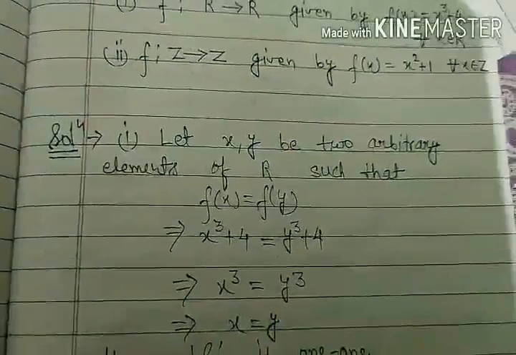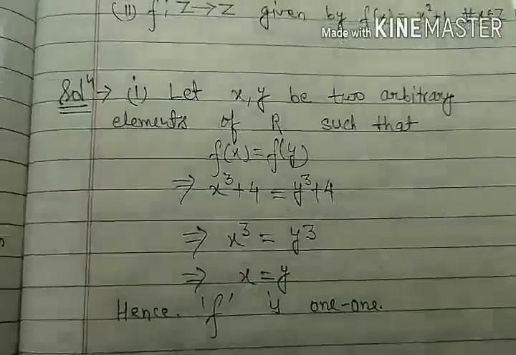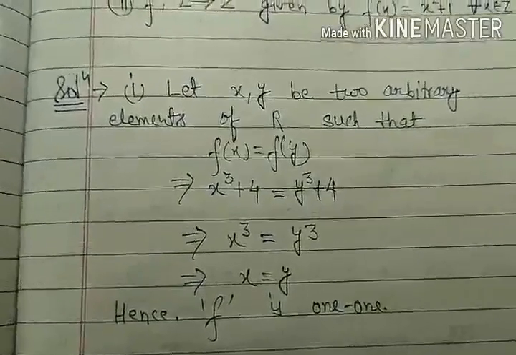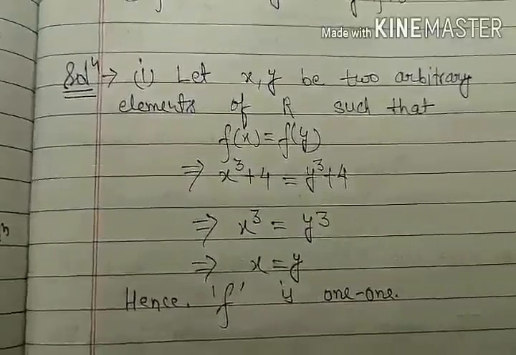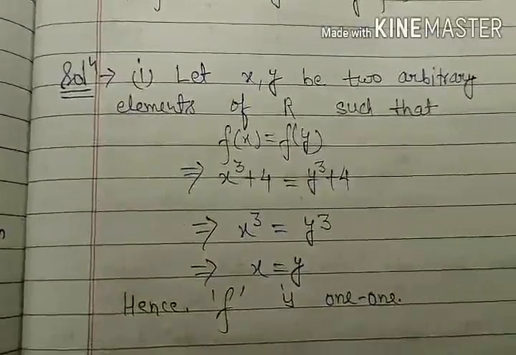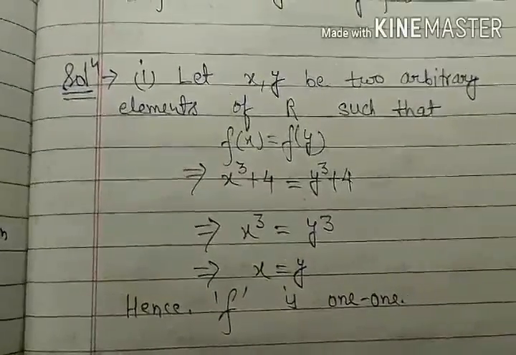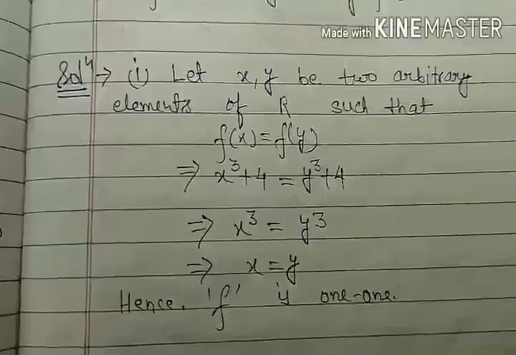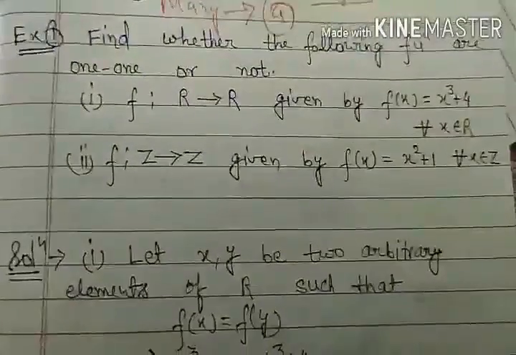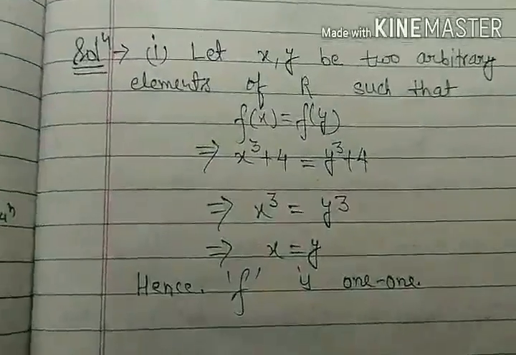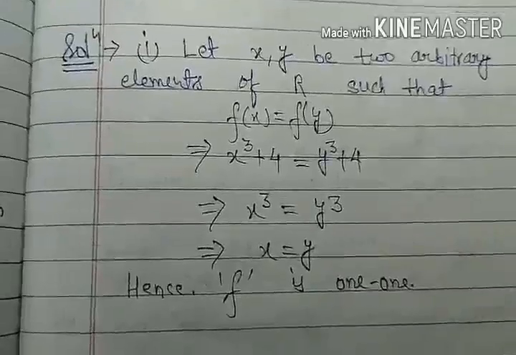The solution is very important, how we have to represent it in the examination. Just see the method. First of all, let x, y be two arbitrary elements of R such that f(x) equals f(y). This implies that, as f(x) was x cube plus 4, f(y) will also be y cube plus 4. Now we can remove the powers, so x equals y. Hence f is a one-one function.